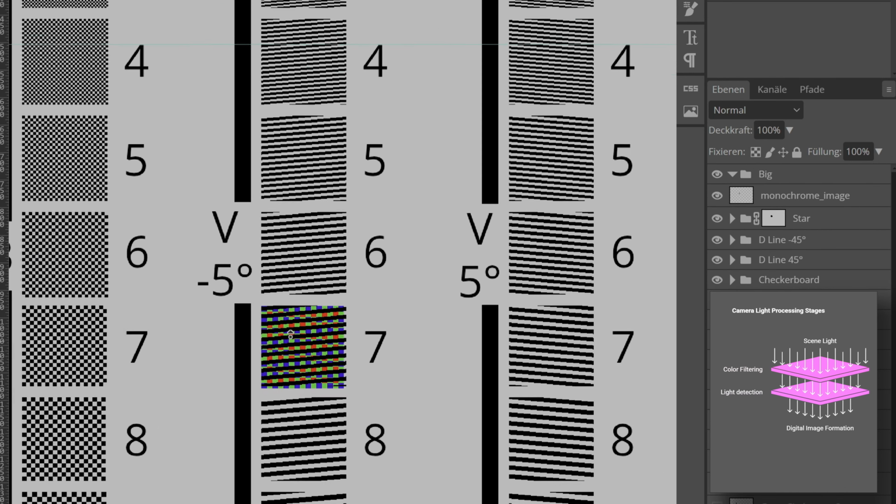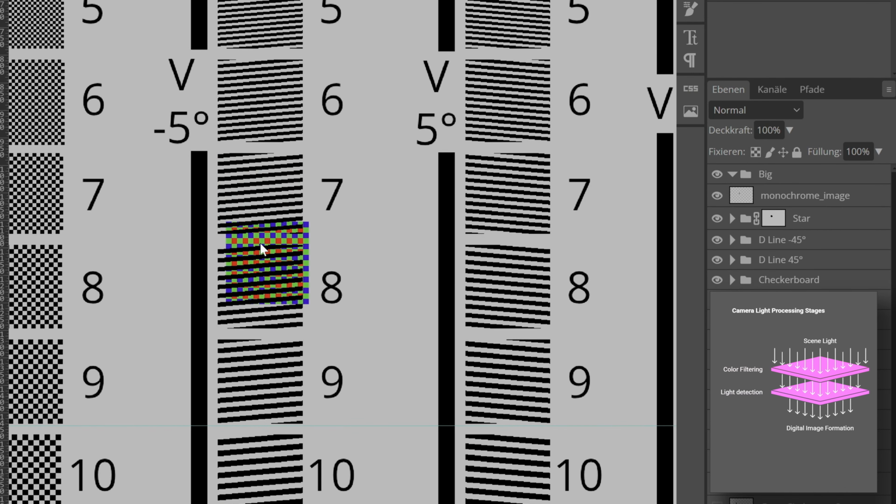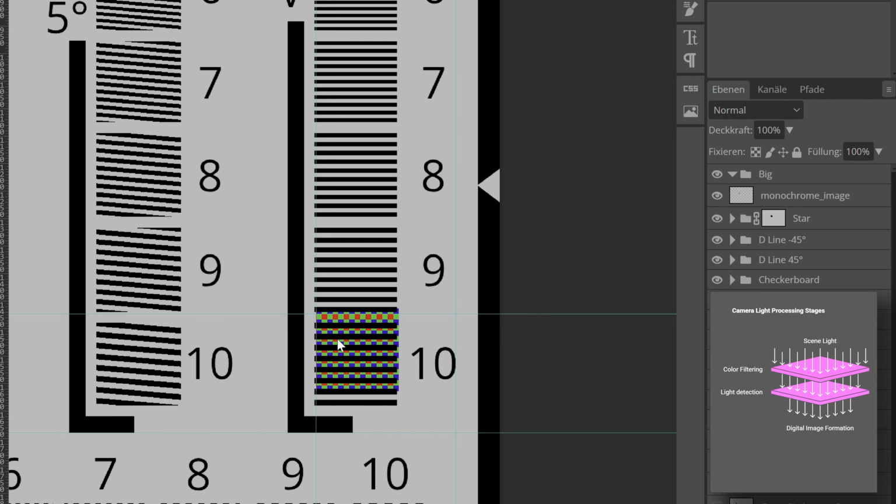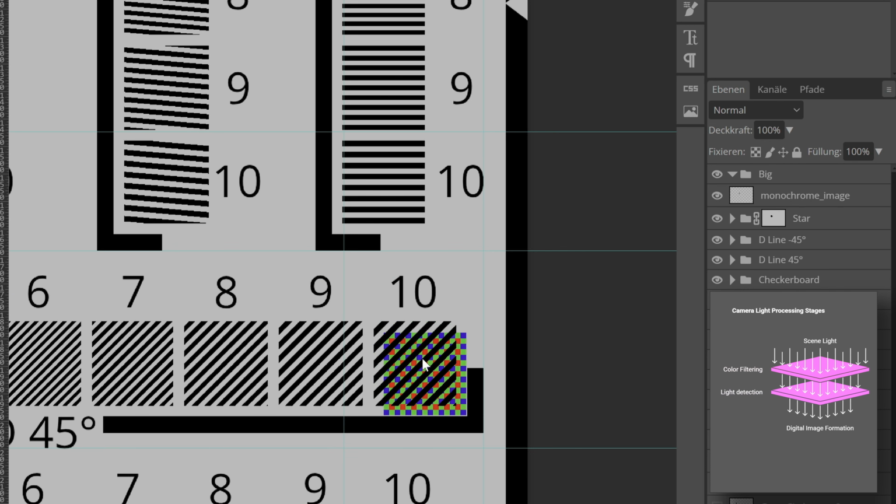Here, for example, we have lines with a 5-degree angle. And as you can see, the colors are moving like waves through them when the pattern moves over the sensor. Then here we have the horizontal lines, equivalent to the vertical lines, where the pattern also changes. And we have also diagonal lines. So you see, moire can appear at different angles, not just at vertical or horizontal patterns.